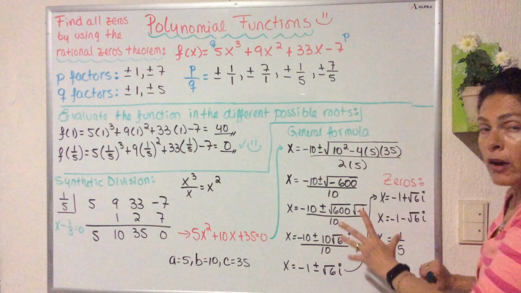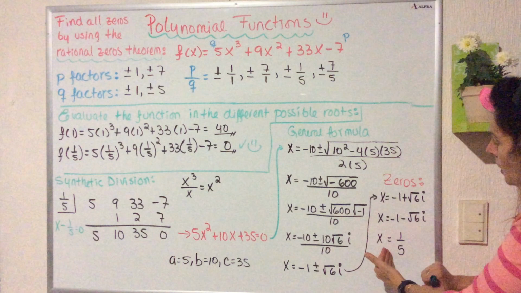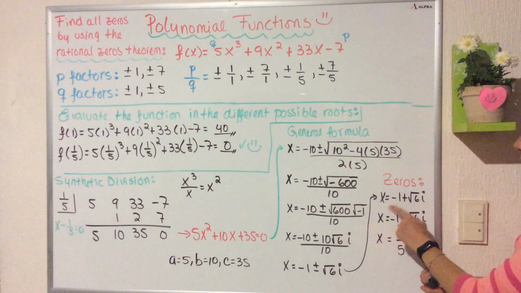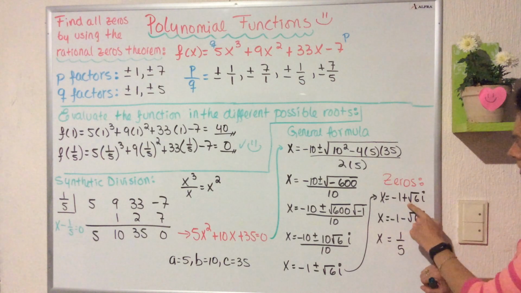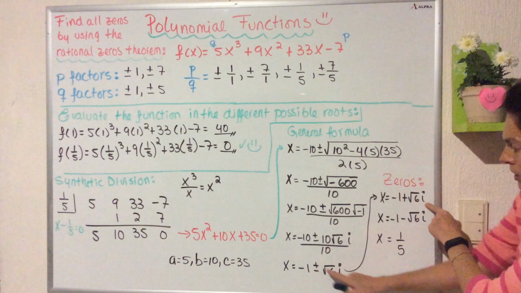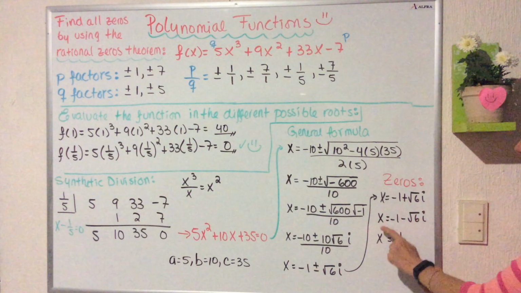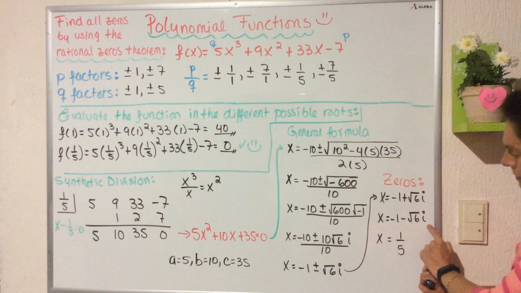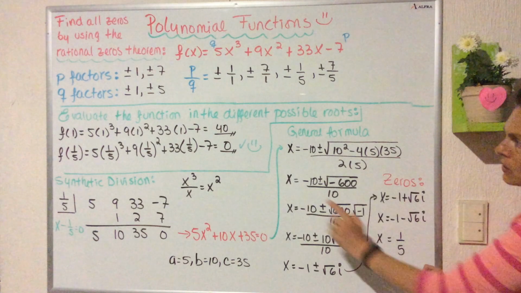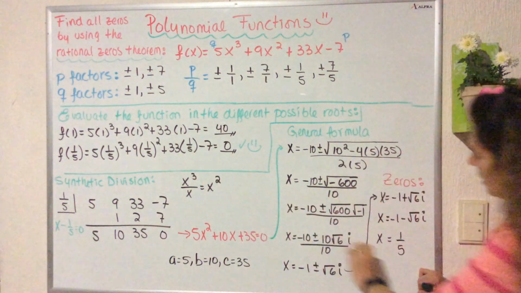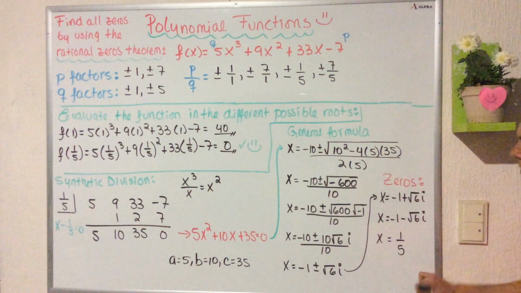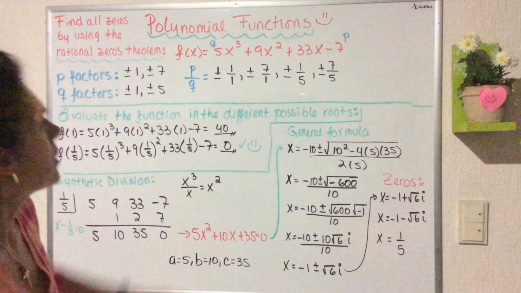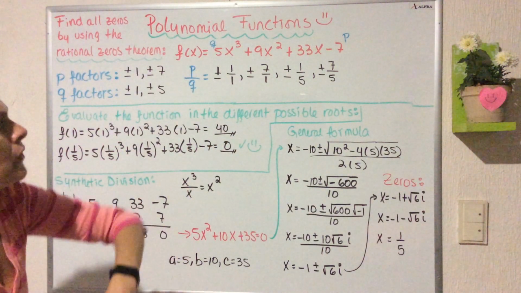And then we're going to be able to write the three roots that we have gotten. So the first one is x equals minus 1 plus square root of 6 i, with the plus sign. And then the next one, minus 1 minus square root of 6 i. And the third one, which is the one that we have gotten here, is x equals 1/5. And here, dear students, you have the three roots of this polynomial function.